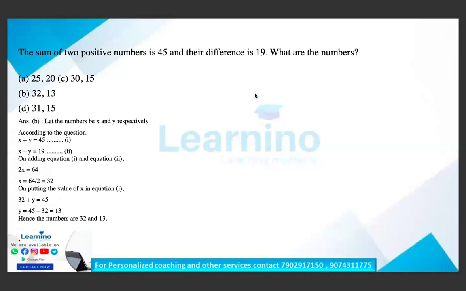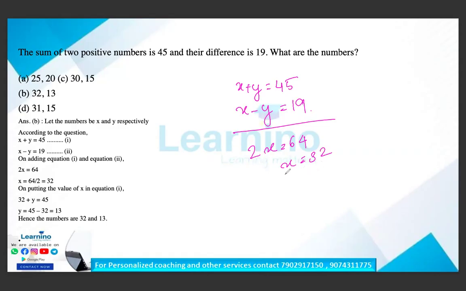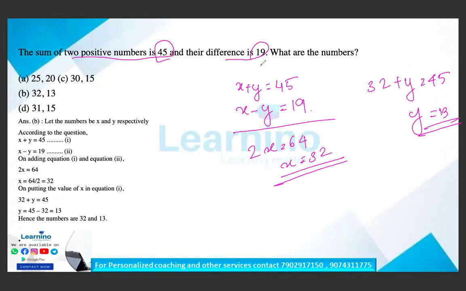The sum of two positive numbers is 45, x plus y equal to 45. The difference is 19. What are the numbers? Adding, 2x equal to 64, x equal to 32. On putting the value of x in this equation, 32 plus y equal to 45, so y equal to 13. Solving these equations, we get x equal to 32, y equal to 13.